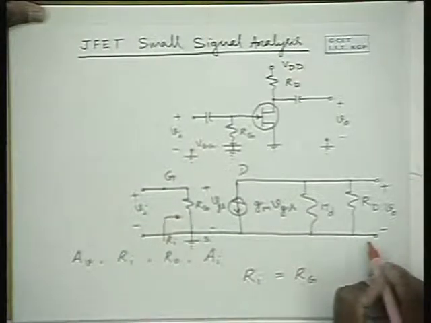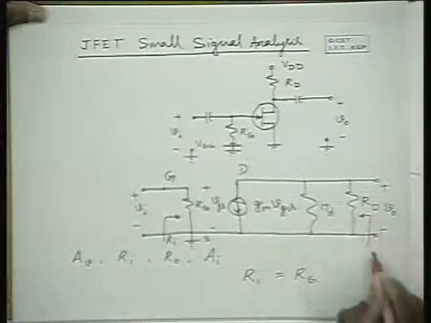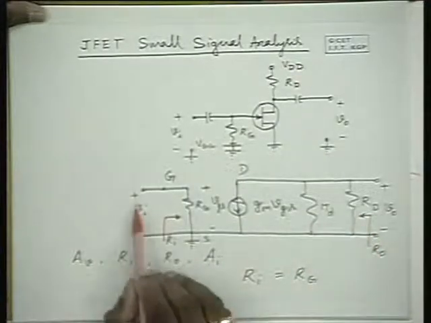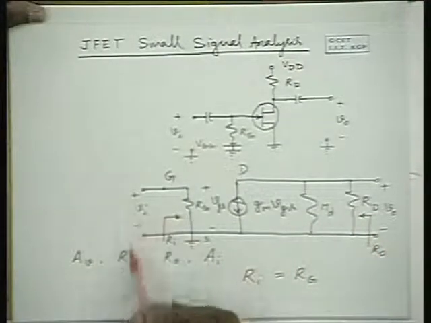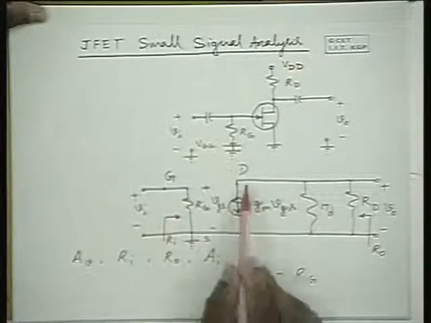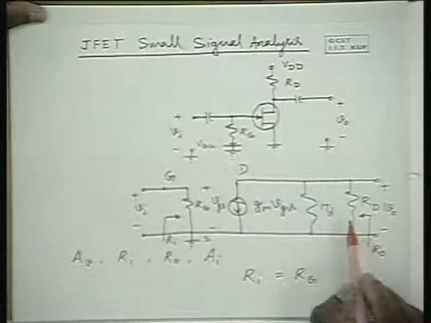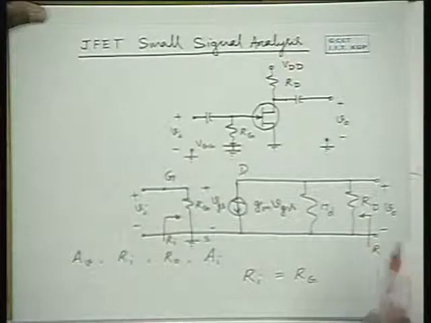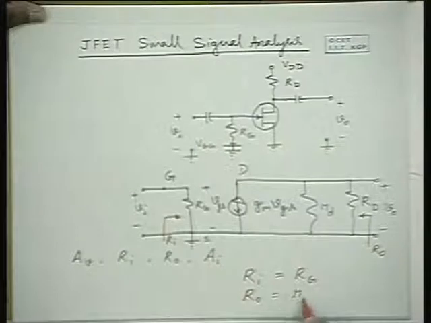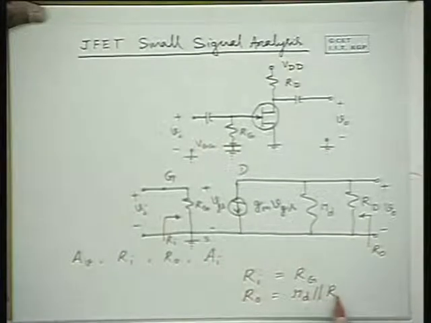And what about the output impedance? It is the output impedance when the input is replaced by a short circuit. When the input is replaced by a short circuit, VGS is 0. Therefore this current is 0, that means it is an open circuit. And then the output impedance that appears here is small rd in parallel with capital RD. So therefore R0 is equal to small rd in parallel with capital RD, and that is rd into RD divided by rd plus RD. It's straightforward.